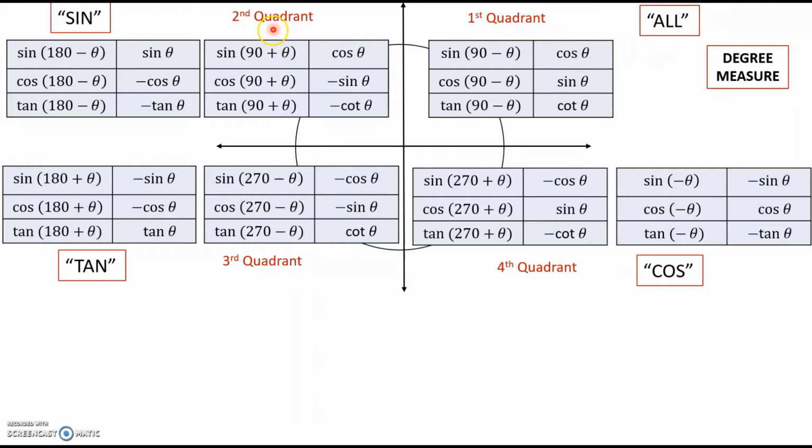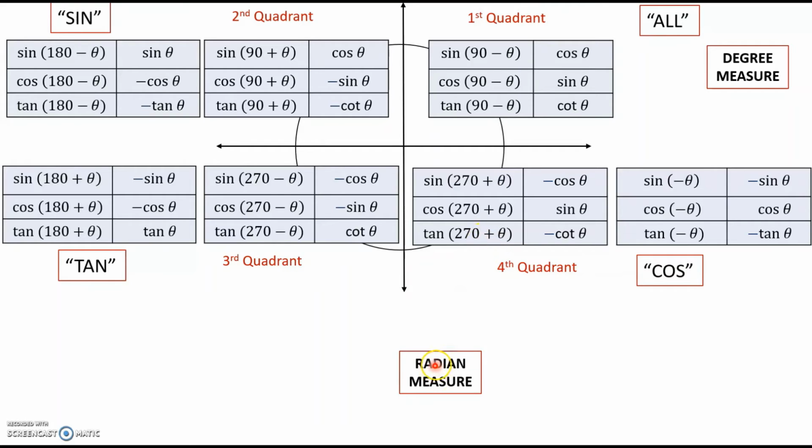In the second quadrant, you will find that both the cos and tan are negative values, whereas sine theta is a positive value. So sine theta is positive in the second quadrant, whereas the other two are negative. Similarly, on the third quadrant, you will find tan is positive, whereas sine and cos are negative. And on the fourth quadrant, you will find that cos is positive, whereas sine and tan are negative.